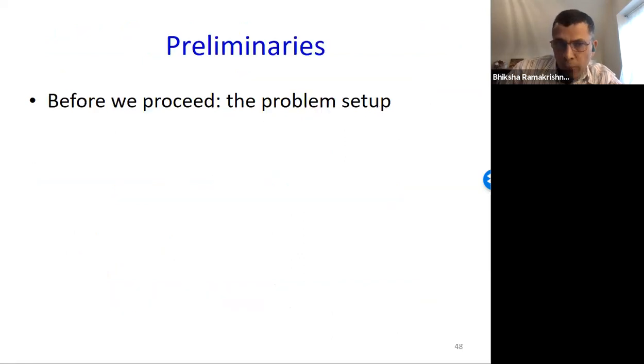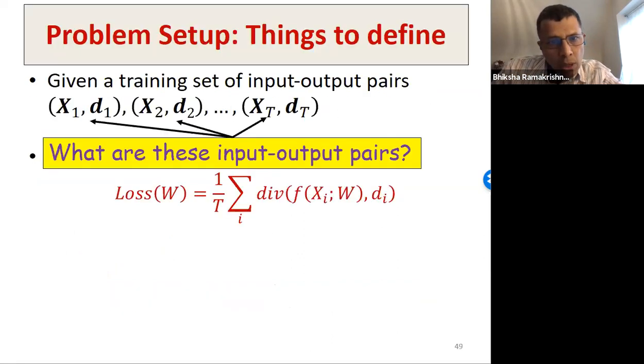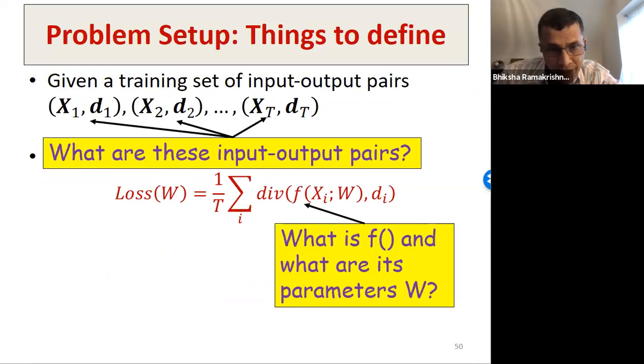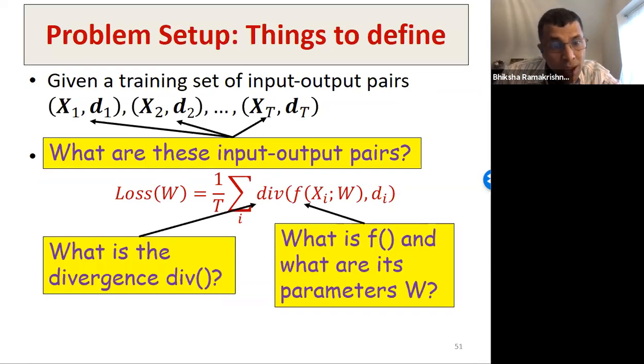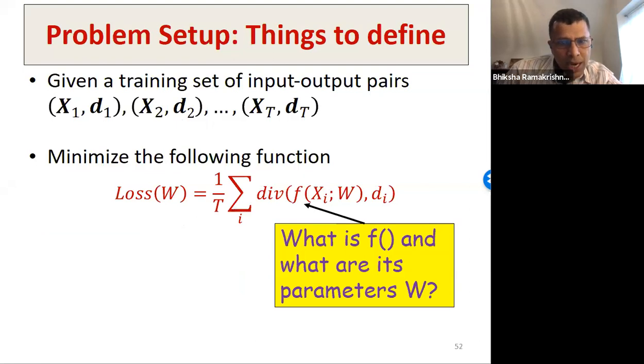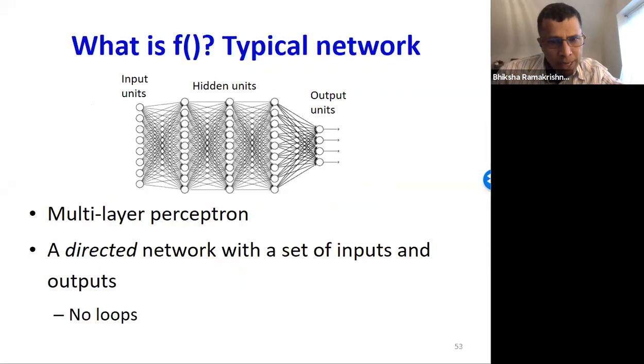Now, before we continue, we're going to have to define a whole lot of things. Here are all the things we don't know. What are these input-output pairs? How do we represent them? What is this function f? What are these parameters w? What is this divergence? What function? To completely specify the loss function, all of these things must be specified. Otherwise, you're not going to be able to optimize it. So let's start with the simplest one. What is this function f? And what are its parameters?